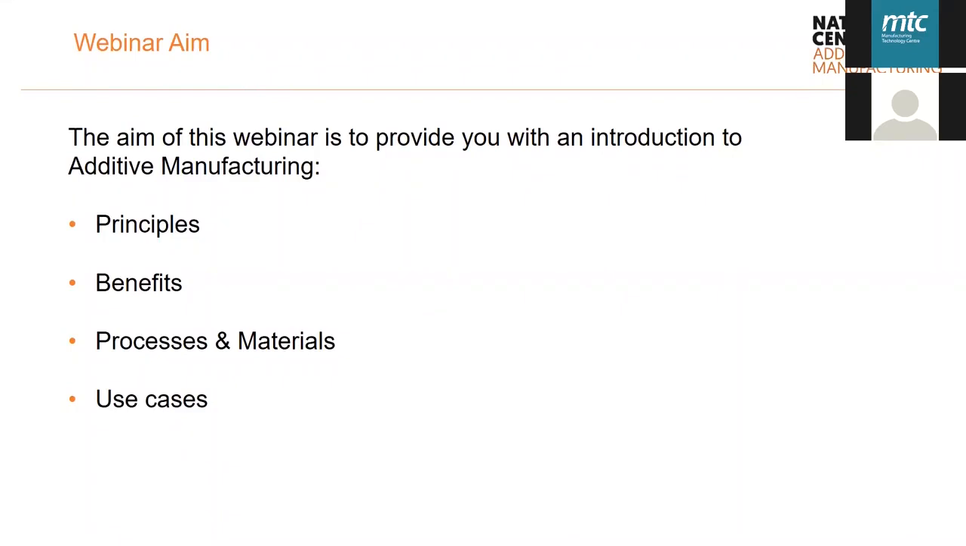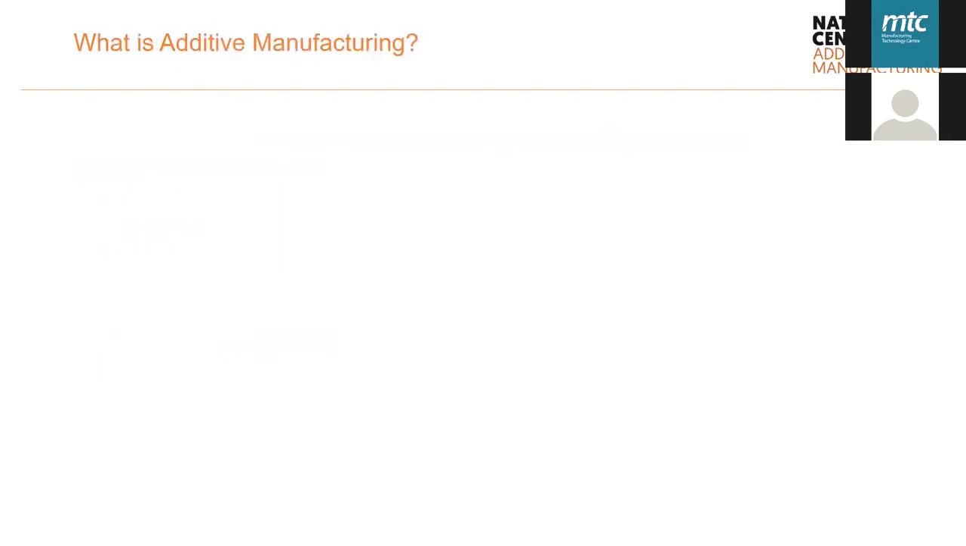So, a few points on what we're going to be covering in this introductory webinar. We're going to be looking at some of the principles of additive manufacturing, the business benefits that additive manufacturing may bring to your companies, the processes of additive manufacturing and the materials in which these processes can be used to manufacture components. And finally, we're going to be looking at some case studies of additive manufacturing and AM adoption.